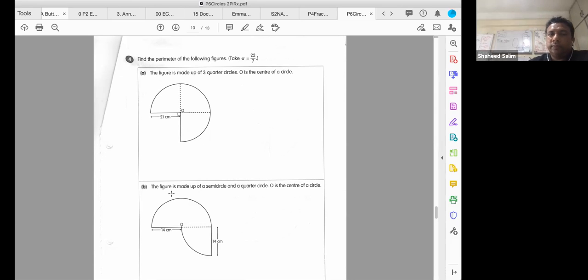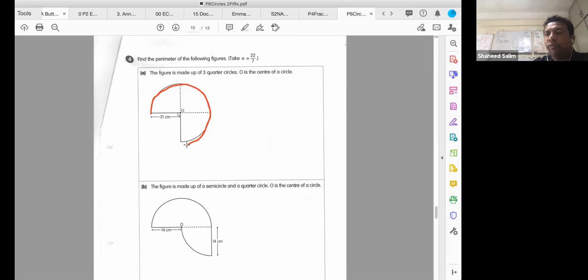No, it's not 86. It's more than that. What's the circumference of the whole circle? 132. Good. So then from here to here, how much is it?